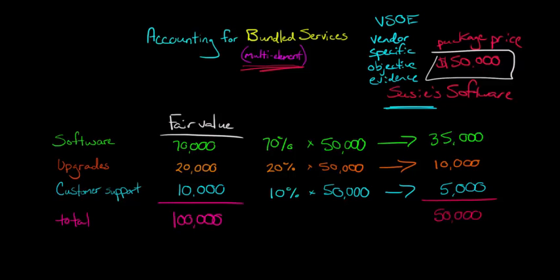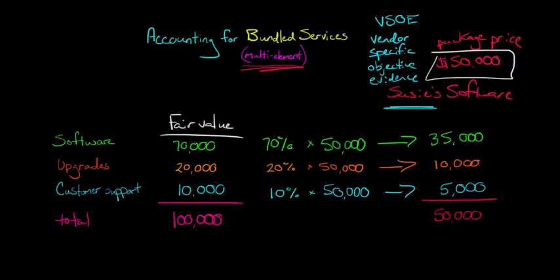What we've learned here is that we're going to recognize 35,000 of the 50,000 package deal after the software has been installed. When this element has been delivered, when we install the software, we'll recognize the first 35,000 of the total 50. Now there's 15 still to be allocated. Whenever the upgrades are installed, at that point you'll recognize the next 10,000. Suzy Software will make a journal entry to recognize 10,000 of revenue.